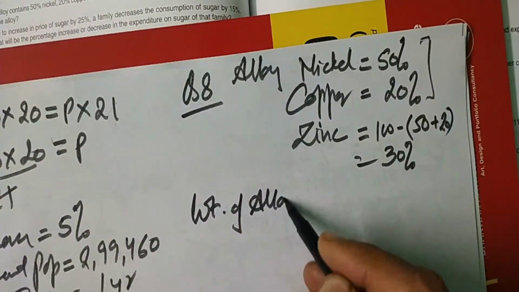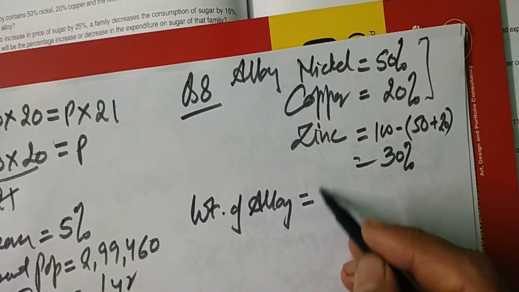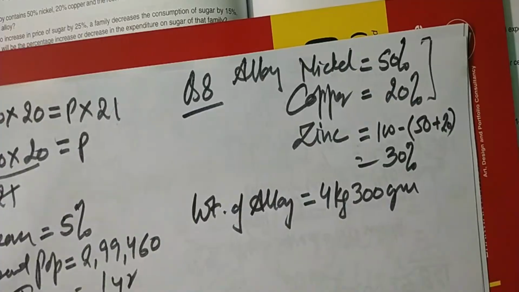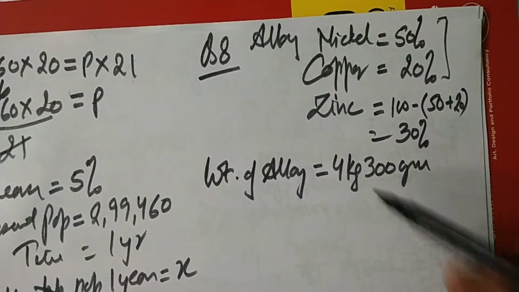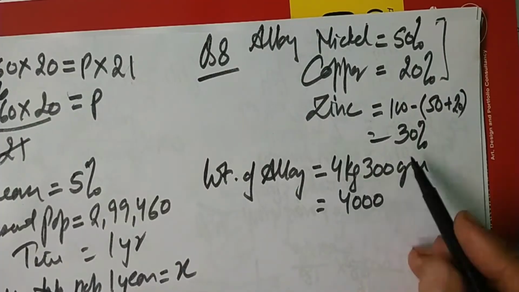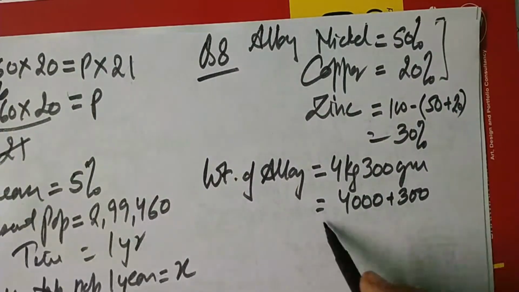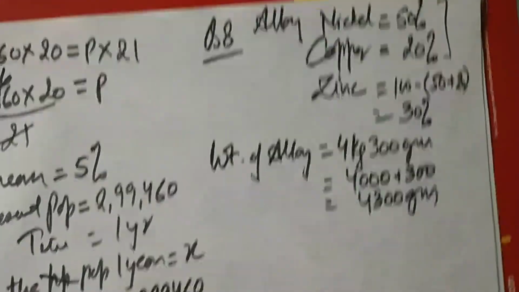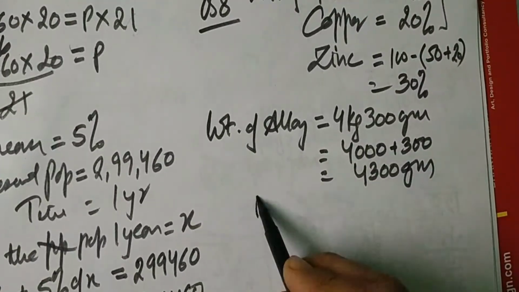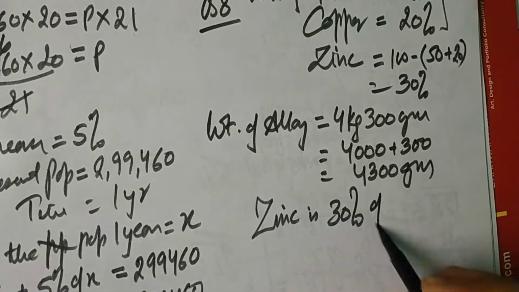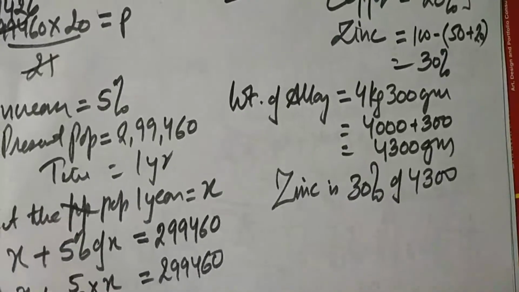Weight of alloy is 4 kg 300 grams. How much is 30% in this? Simple. So 4 kg is 4000 plus 300. So 4300 grams is the weight of the alloy. So in this, zinc is how much? Zinc is 30% of 4300.